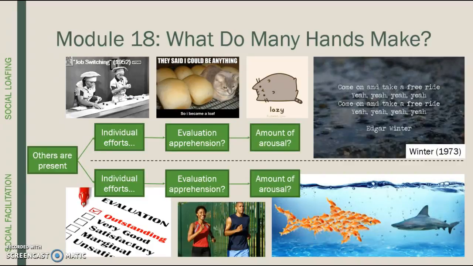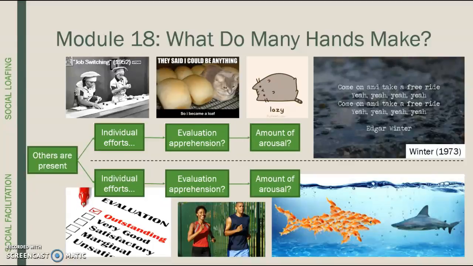There's a saying that many hands make light work, which is where they got the title for Module 18. It implies that if you have a lot of people working on something, it'll get done faster and more easily because each person's portion is smaller, their responsibility is smaller. And as those of you who have worked on group projects frequently in classes know, this isn't always the case. Social loafing is the phenomenon where a group member doesn't do their fair share.